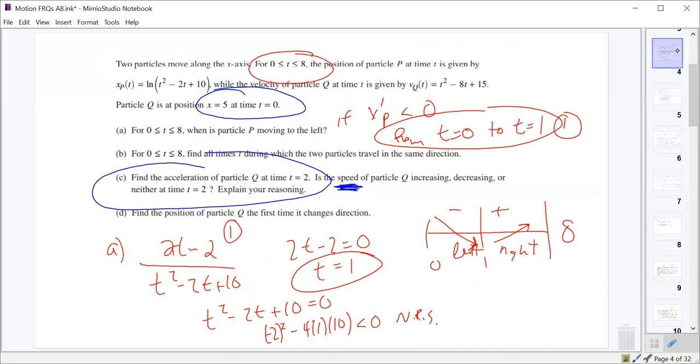Okay. This week's quiz is going to be on motion problems, specifically motion problems. That's the only free response type on this quiz.